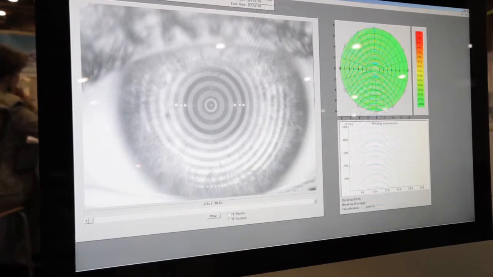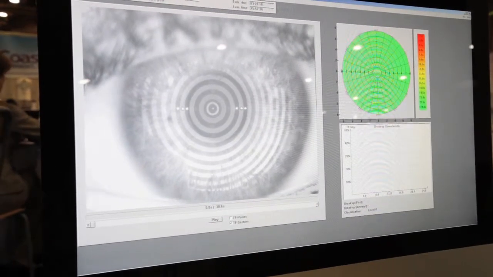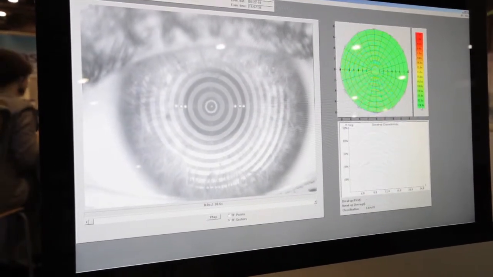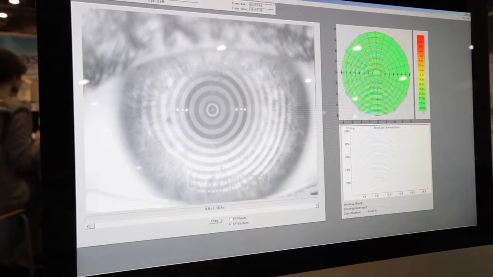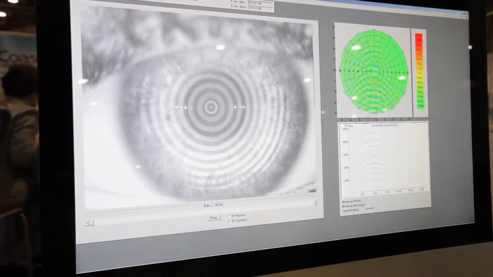Now compare that with a normal case where the patient doesn't have any breakup. So the whole map is green, which means we did not have any breakage in the reflection of the Placido rings up to 24 seconds.